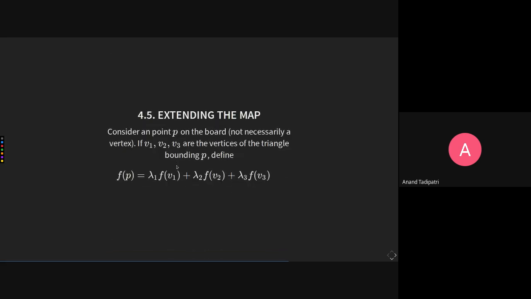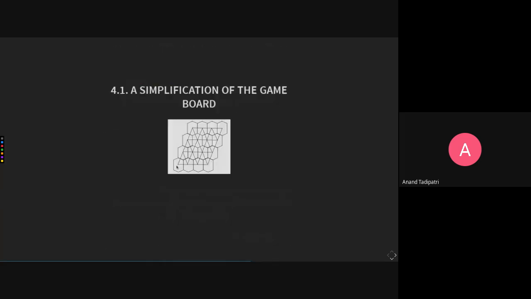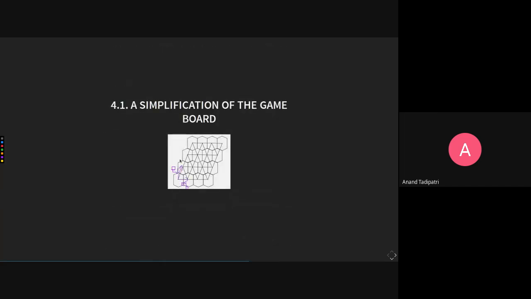And with this fact in mind, we go back to our grid over here. So we've defined our function on each of these points.